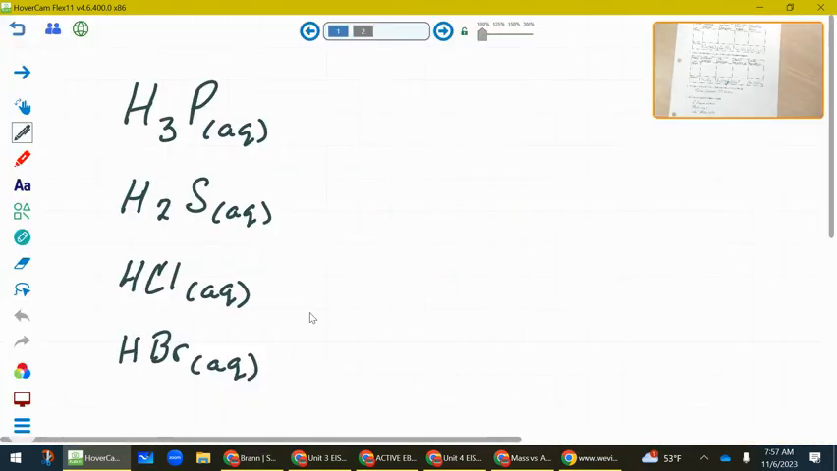All right. Grab a piece of paper. Write the 4 names for these acids down, please.